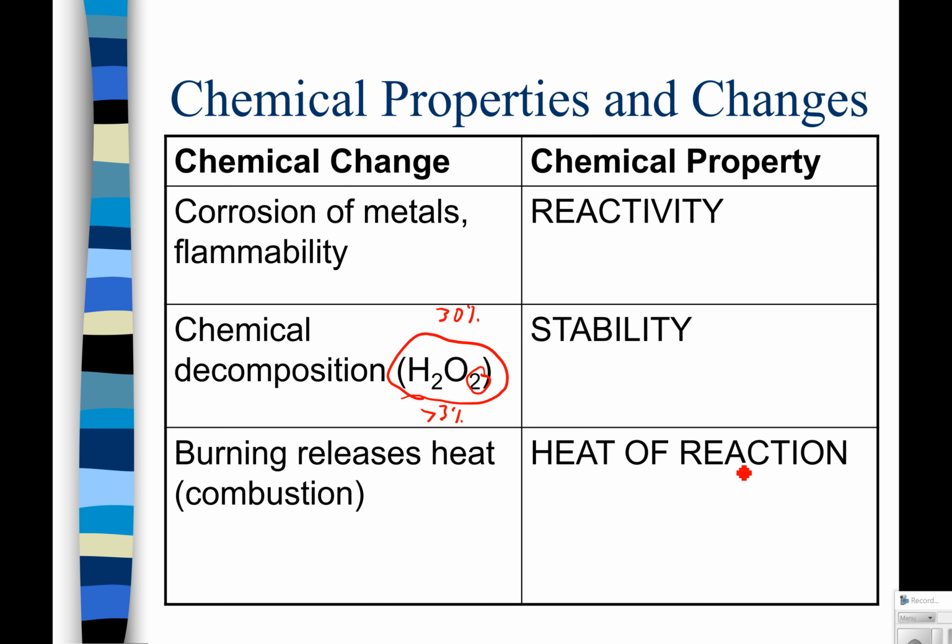Now, the heat of reaction, this has to do with how much heat is being brought into a reaction or out of a reaction. Okay? And burning, we were talking about with the campfire, releases a lot of heat. Combustion in an engine releases a lot of heat. And depending on how much material we have, how much fuel we have, we can determine how much energy is available to give off using our heat of reaction.